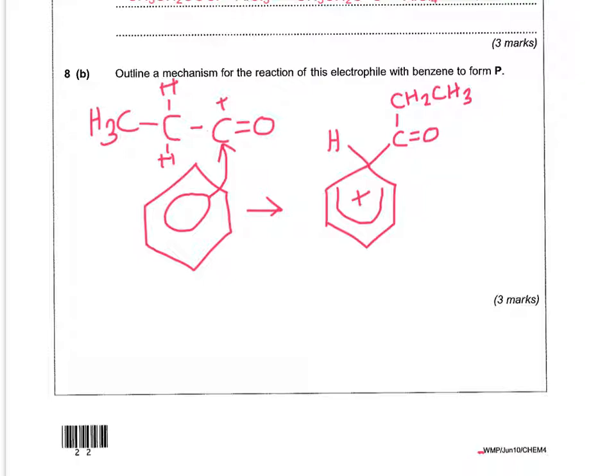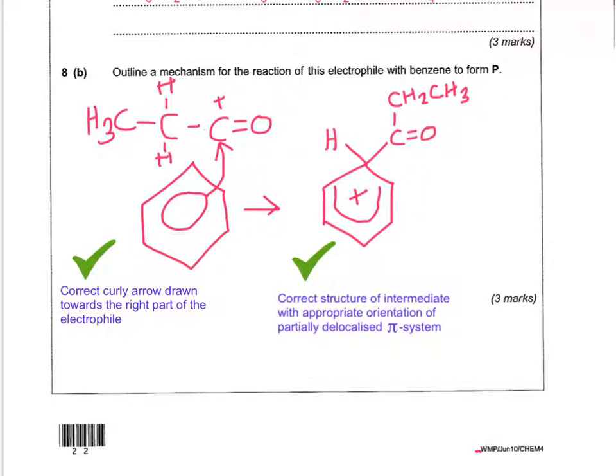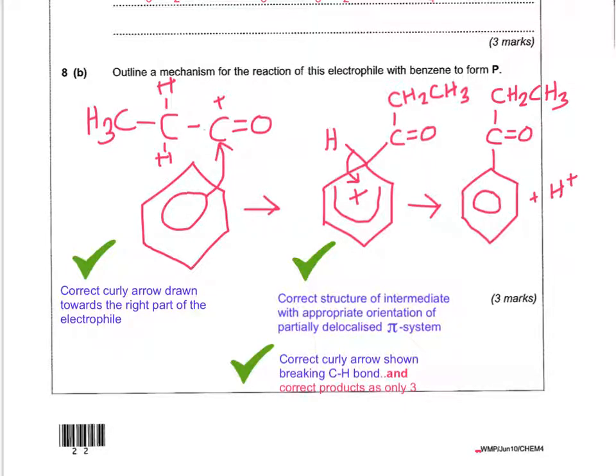So let's just check our marks so far. We've got the correct curly arrow in the beginning, then we've got the correct structure of our intermediate. We now need the curly arrow on the intermediate, don't we? And we pick up a mark for doing that as well. But unfortunately here there's only 3 marks on offer, so you need to put the correct products in anyway. It shouldn't be too difficult because if you've studied the electrophilic substitution mechanism by now, it's just a case of applying it across to this idea.